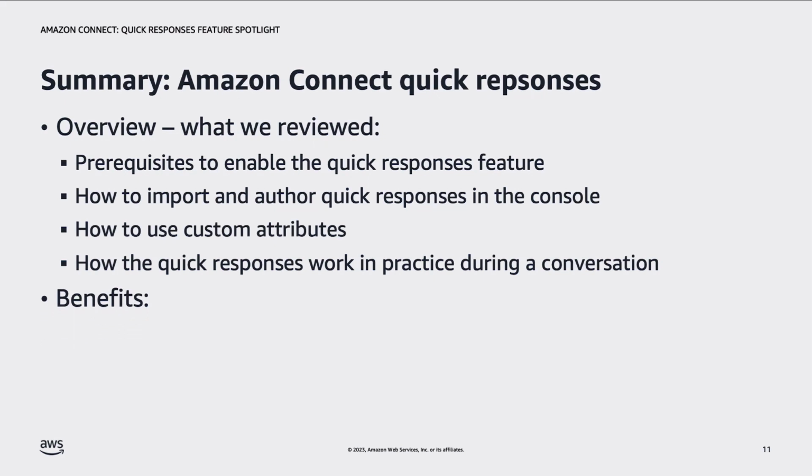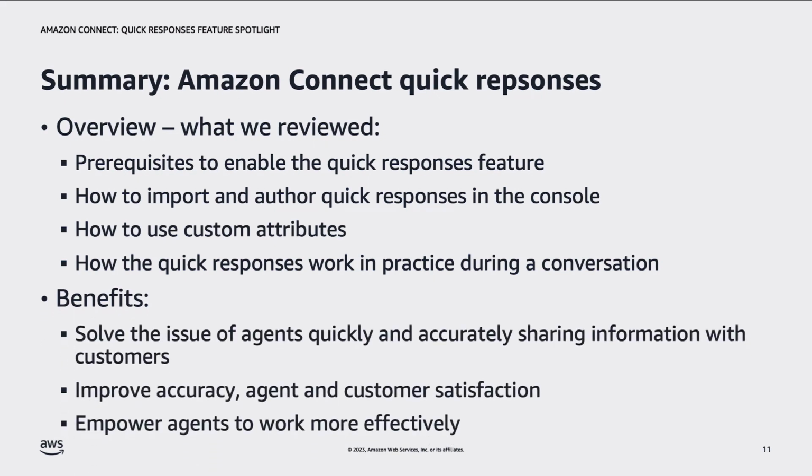Summarizing the benefits then, we showed how the quick responses feature for Amazon Connect can solve the problem contact center agents have in quickly and accurately sharing pre-written content with customers. We reviewed how the feature can lead to increased customer satisfaction, reduced average handling times, and empowering of agents to work more efficiently.